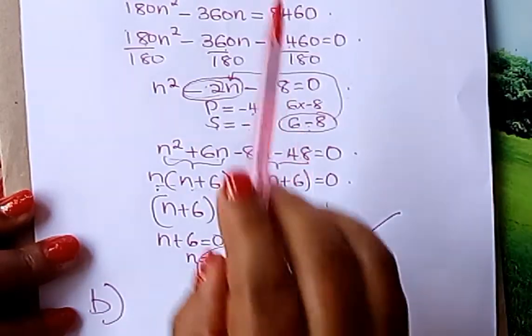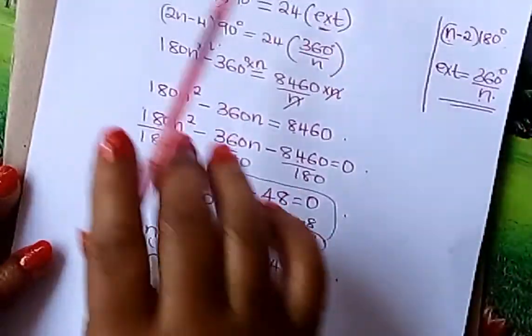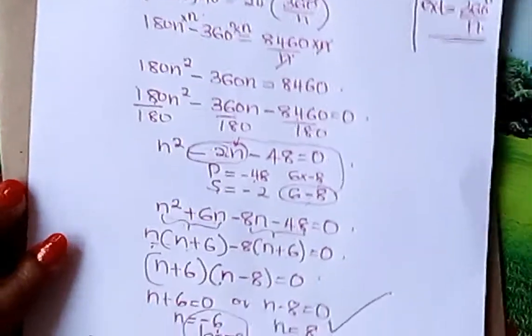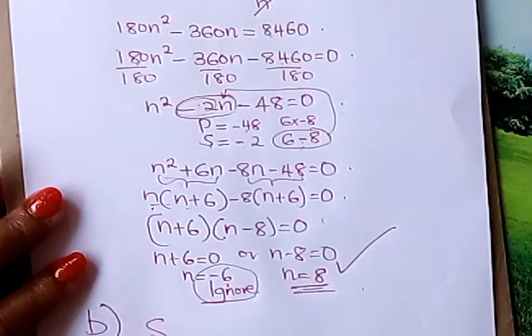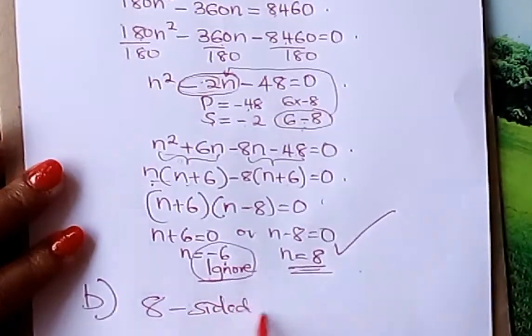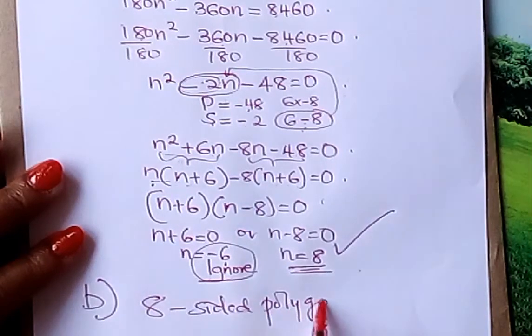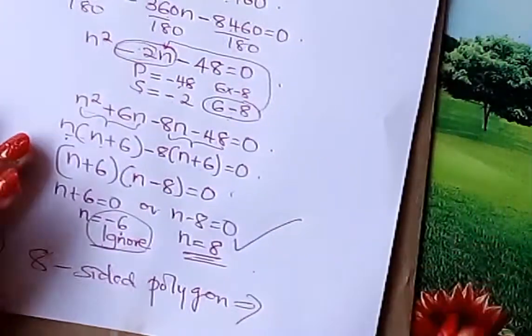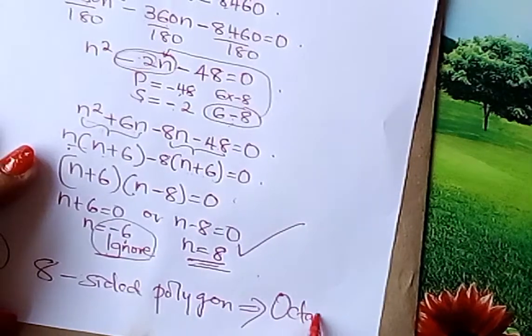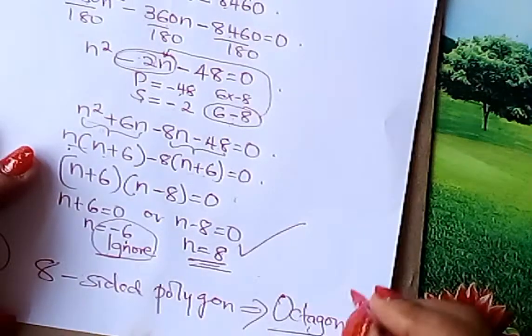Part B, learner, we are told to name the polygon. What is this 8-sided polygon? An 8-sided polygon is called an octagon. So this polygon is an octagon.